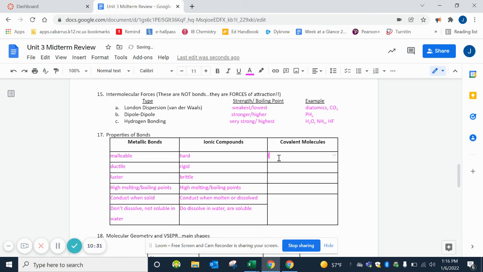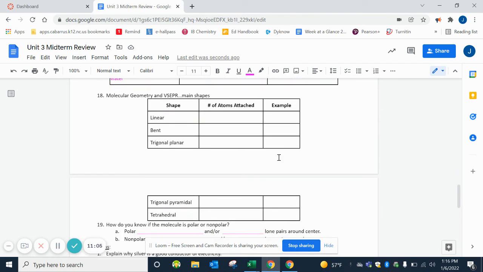Covalent molecules have low melting and boiling points. Remember, nonpolar has the lowest. They do not conduct ever. Therefore, they are insulators. Polar covalent will dissolve. Nonpolar does not dissolve.